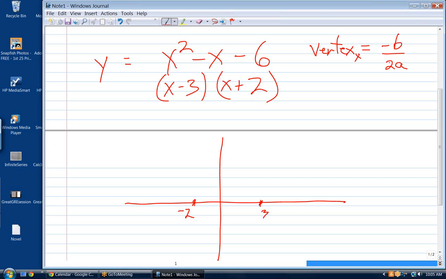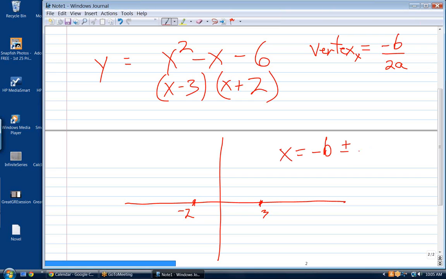Notice that that's the first half of the quadratic formula. The quadratic formula is minus b plus or minus the square root of b squared minus 4ac, all over 2a. This part of it right there is just the vertex. Well, like I said, it's the x-coordinate of the vertex. So it's pretty easy to figure that.